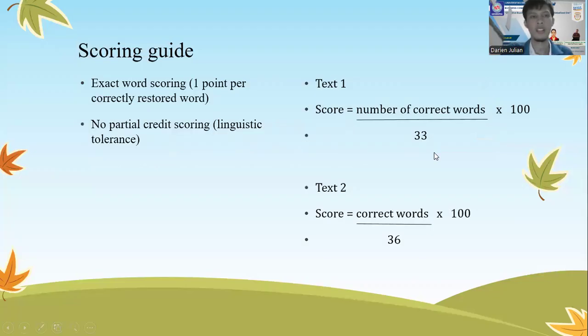The scoring guide method for the previous texts is exact word scoring, 1 point per correctly restored word, and no partial credit scoring. The first text scoring method is number of correct words divided by 33 total and multiplied by 100. Same goes for the second text. Total of correct words divided by 36 and multiplied by 100.